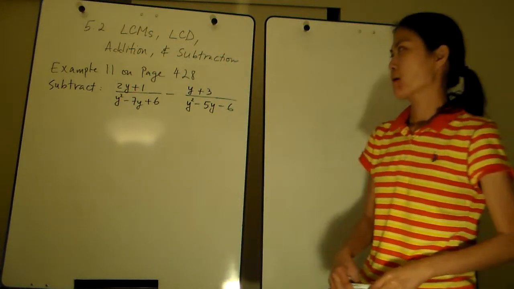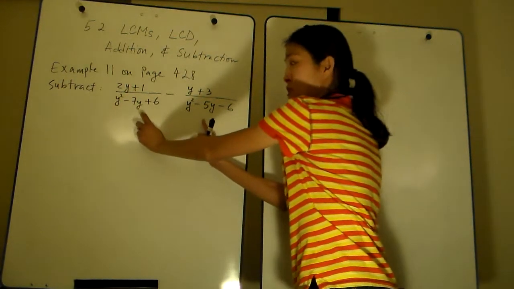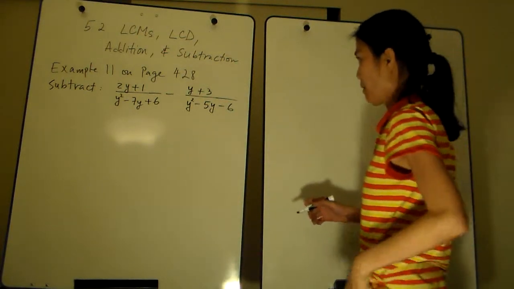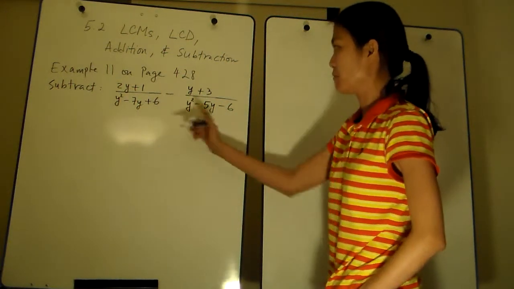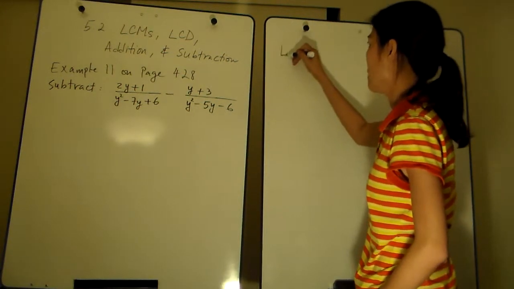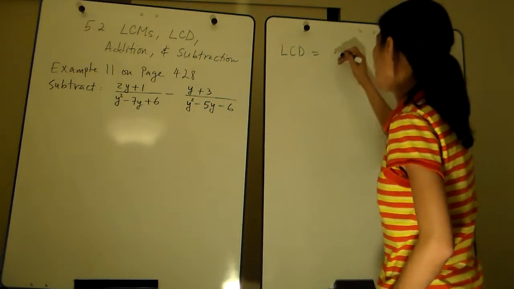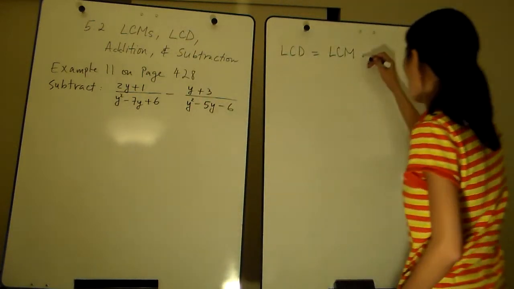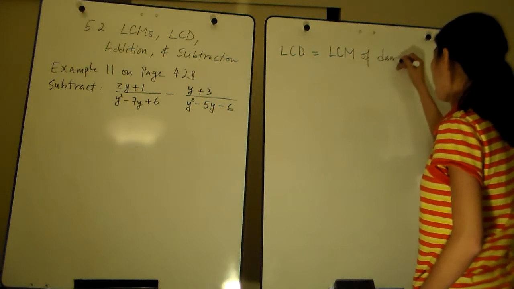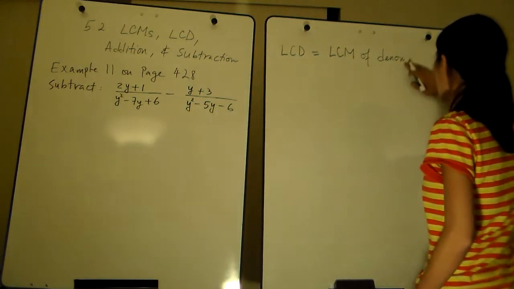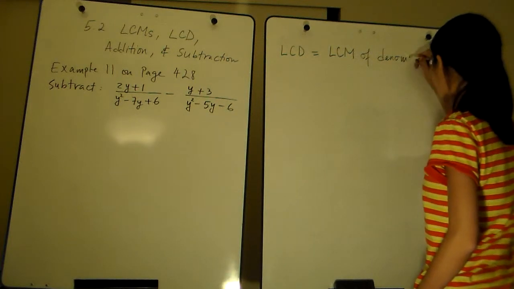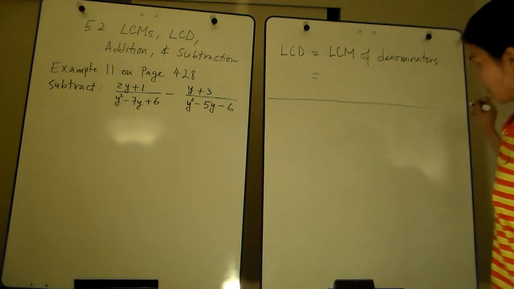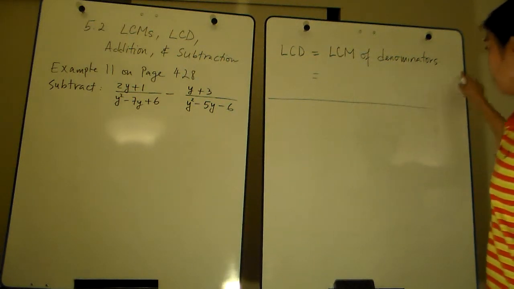So you must convert these two denominators to have the same denominator. Okay. So you have different denominators. You need to find the LCD. The LCD is the LCM we learned earlier of the denominators. So we're looking for the LCD, and we can find it from the LCM of all the denominators.